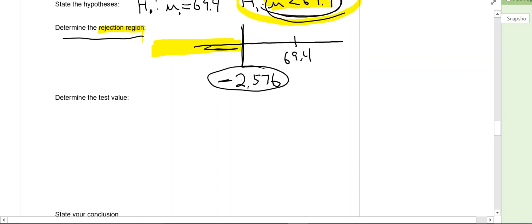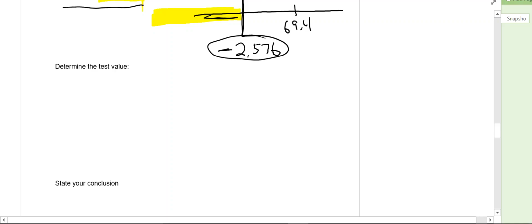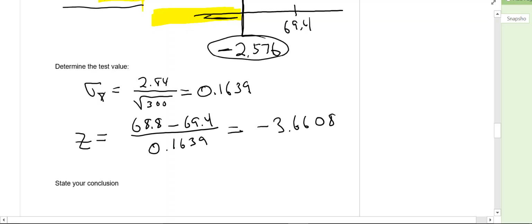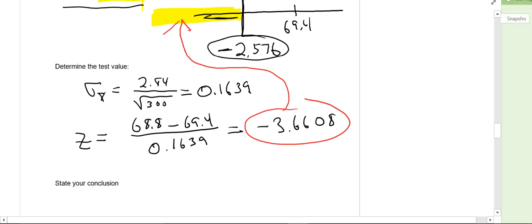Our next step is to calculate the test value. In order to calculate the test value, we need to know sigma of x bar, which is sigma, 2.84, divided by the square root of the sample size, 300. Do your math, and you get 0.1639. So our test value is, again, how we get to the table: sample mean minus the assumed mean under the null hypothesis, divided by sigma of x bar. Do your math, and when we do our math, we get negative 3.6608.